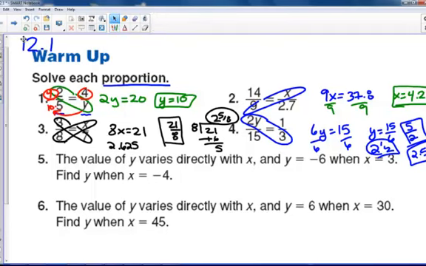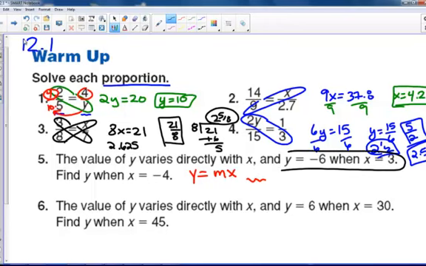Alright, the next question says, find the value of y if y varies directly with x, and y equals -6 when x equals 3. Now, direct variation means you have something called y equals mx, and there's no b. So if you want to find the m value, you would do y divided by x. So this is what I'm given. So m would equal y divided by x. So m would equal -6 over 3. So our slope is -2.